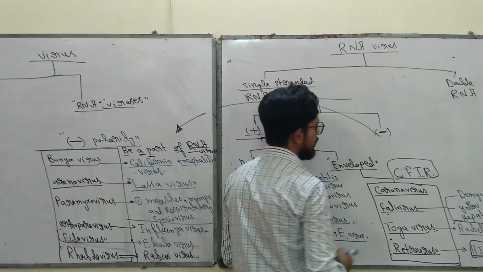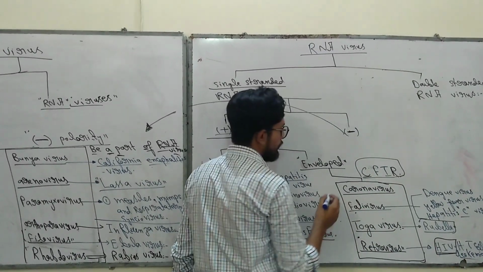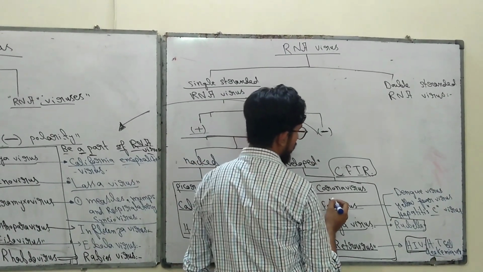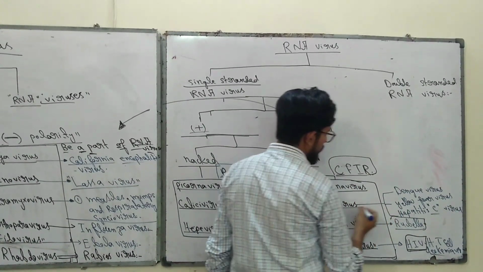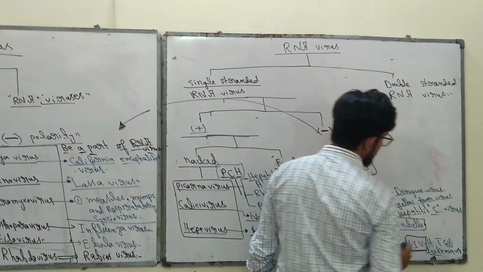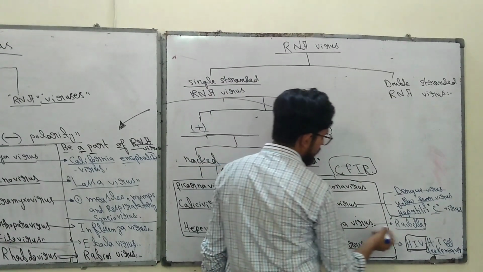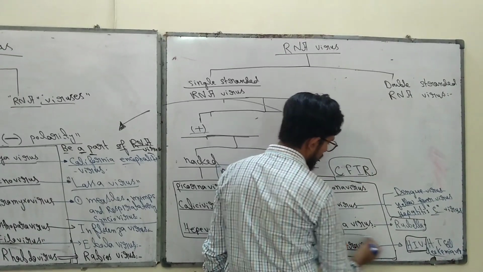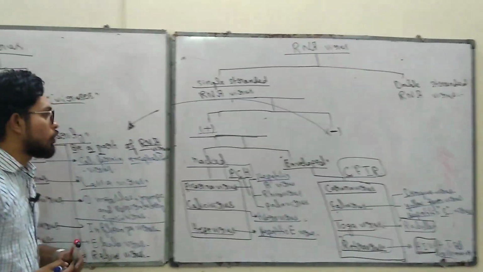For the enveloped viruses, the mnemonic is CFTR. C means coronavirus, and it is the most disastrous virus nowadays. Flavivirus family contains dengue virus, yellow fever virus, and hepatitis C virus, and hepatitis C virus is the most important chronic hepatitis virus. Togavirus contains rubella, which causes German measles or 3-day measles. Third last classification is retrovirus, which contains HIV and T cell leukemia virus.